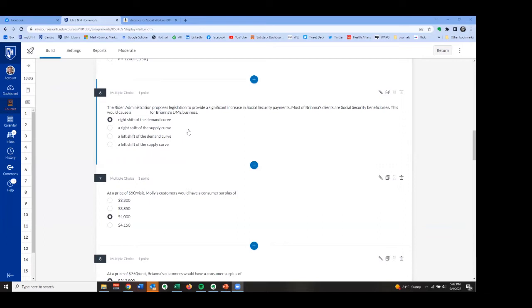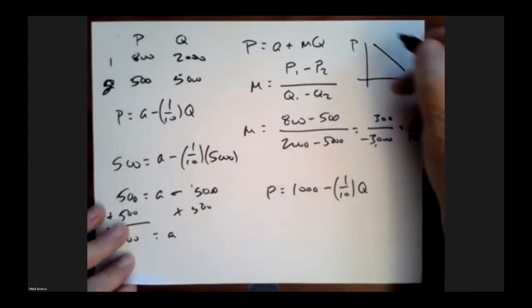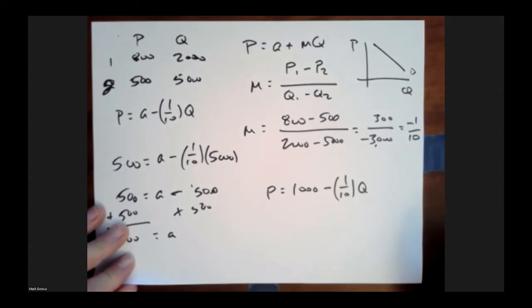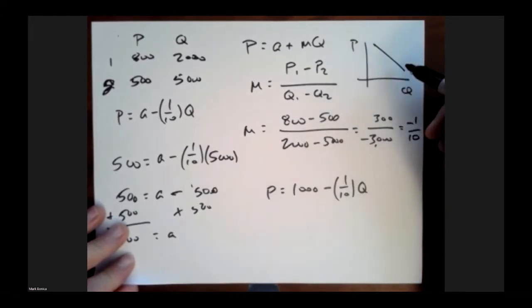So now the Biden administration proposes legislation to provide a significant increase in Social Security benefits. Most of Brianna's clients are Social Security beneficiaries. This would cause a blank for Brianna's DME visit. All right, so if we go back here and we say, okay, so here's the demand curve, right? Most of her patients are Social Security beneficiaries, and they're going to get more Social Security payments. So they're getting more income.